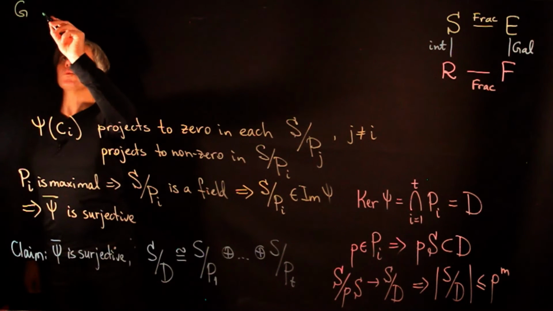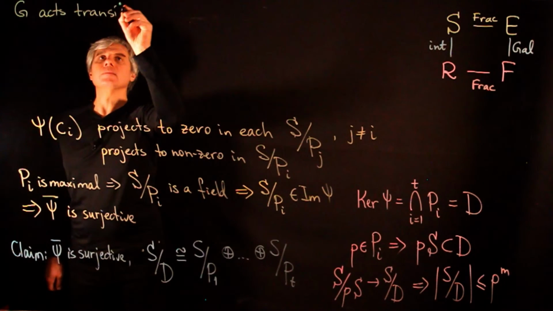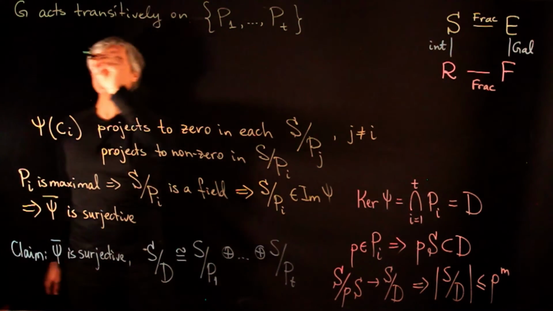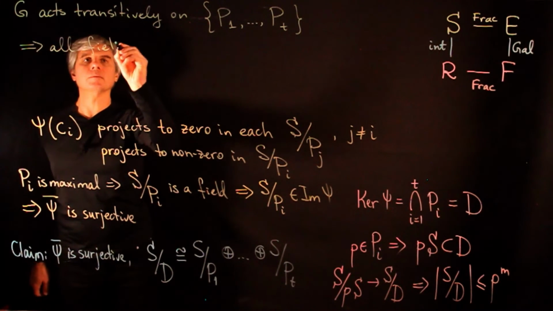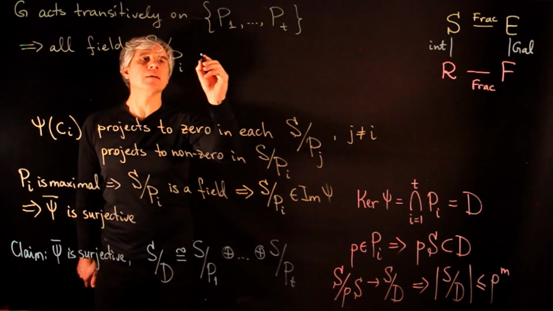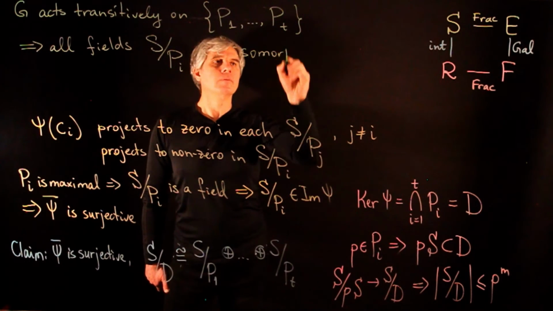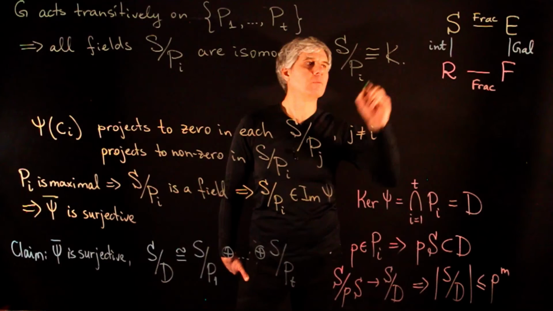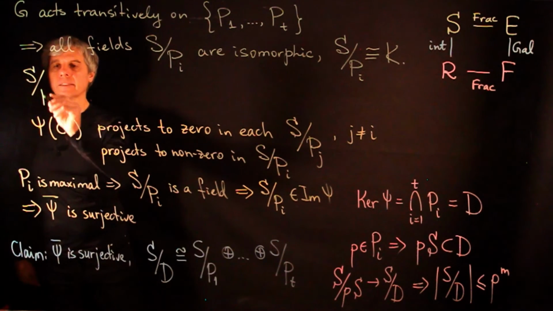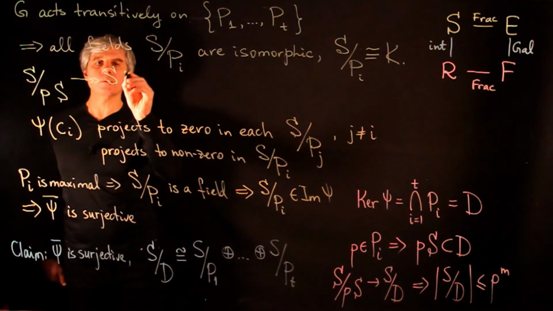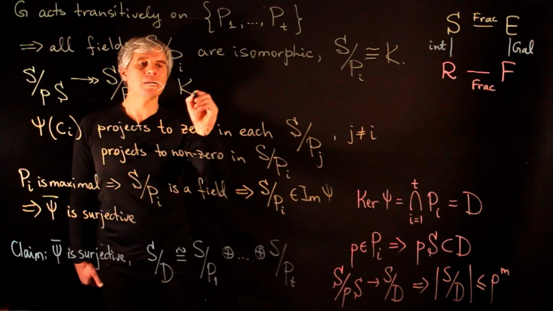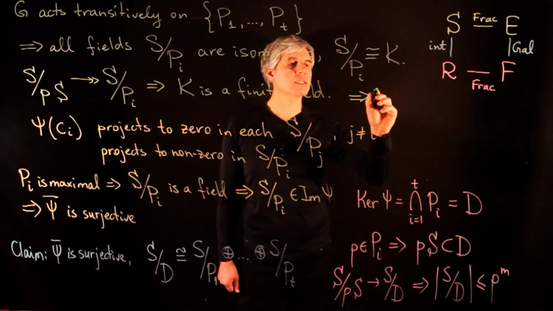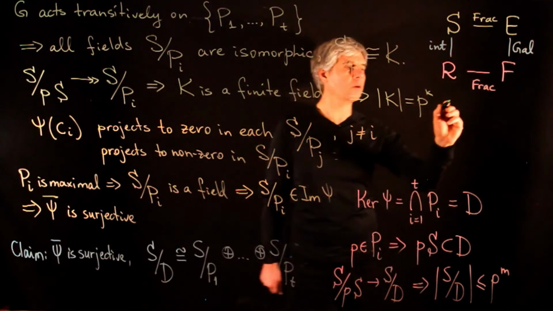We also know that the Galois group acts transitively on the set of prime ideals P1 through Pt. So this tells us that all fields S quotient by Pi are isomorphic. And let us denote this isomorphism class as K. Again, because we have a surjective map from S quotient by Ps to S quotient by Pi, this tells us that K is a finite field. And obviously it will have characteristic P. So this tells us that the size of the field K is P to the power little k for some k.